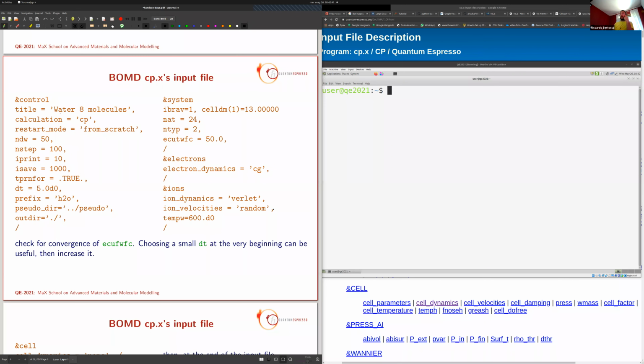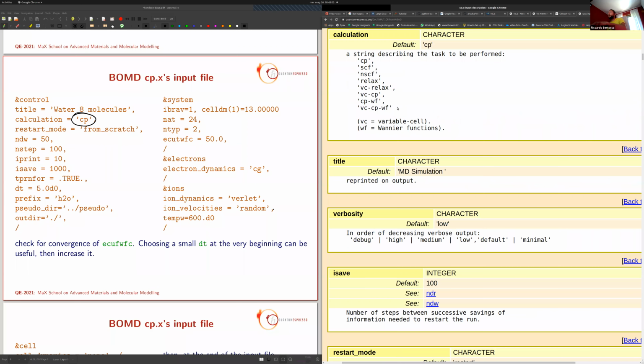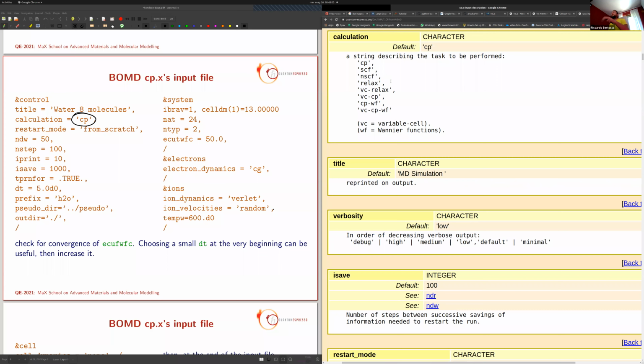You set the title of the simulation, the type of calculation. You have many different types of calculation. And now I'm reading the input description that you can find on the Quantum Espresso website, and also in your virtual machine, there is a shortcut in the Firefox browser. So as you see, there are many different calculations that are possible. Today we will cover only this one. The others are out of this tutorial.